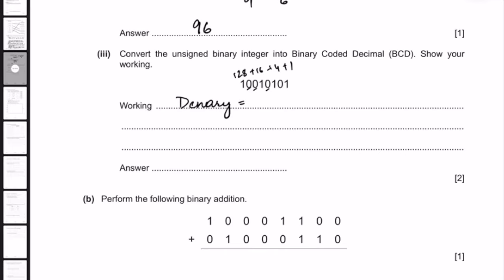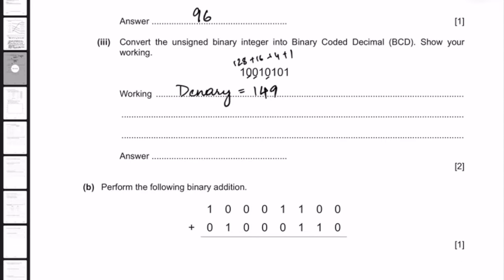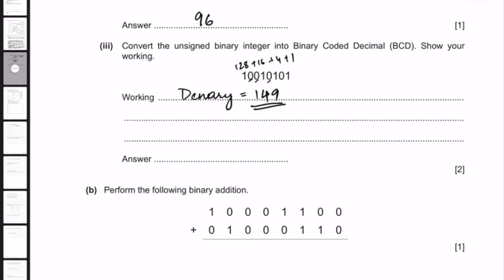Plus 16 plus 4 plus 1. So 149 in denary, okay? Now, we have to convert 149, these digits, back into binary.